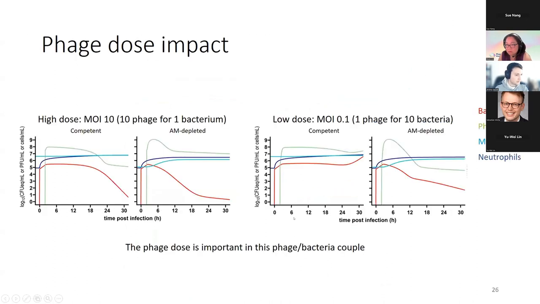Also, we investigated the phage dose impact, and contrary to what we had in the previous bacteriophage couple, we have here an effect of the dose in median. Just in median, you can see that there is a rebound of the bacterial load in case of a low dose of phage compared to the high dose that was used in this experiment.